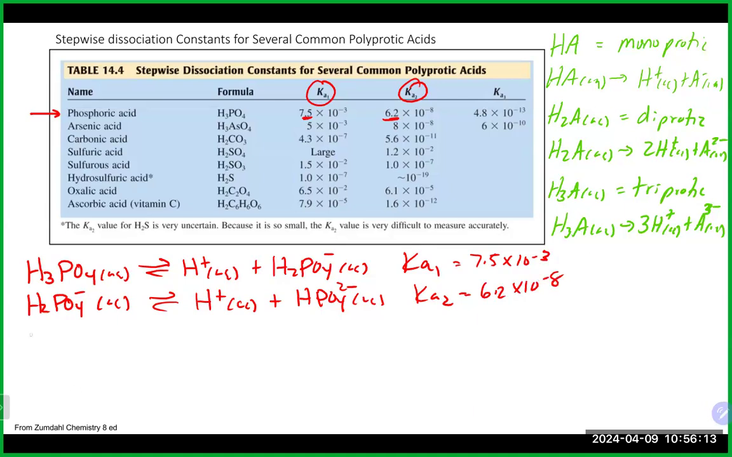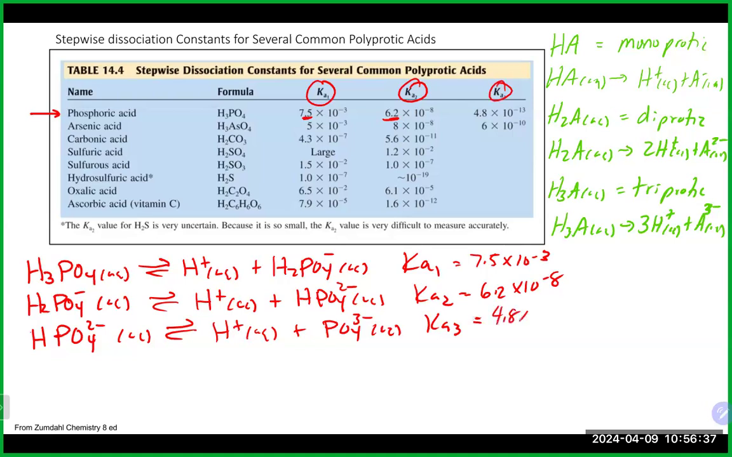And lastly, our HPO4 2 minus will lose its last hydrogen and become phosphate. And we'll have our Ka3 reaction here. That's right there, 4.8 times 10 to the minus 13, it looks like. So it is a stepwise dissociation when we have a polyprotic acid.